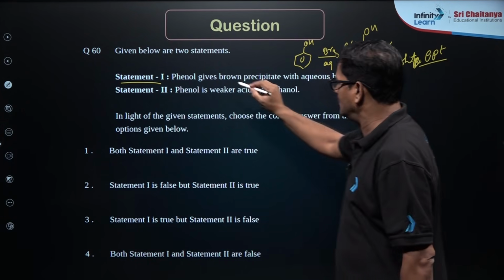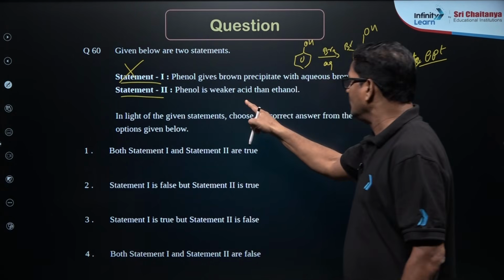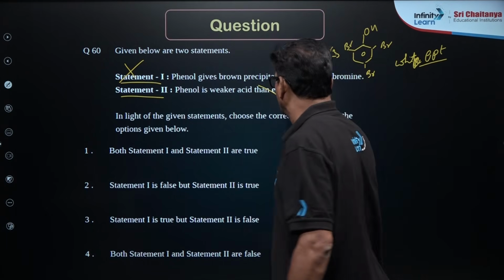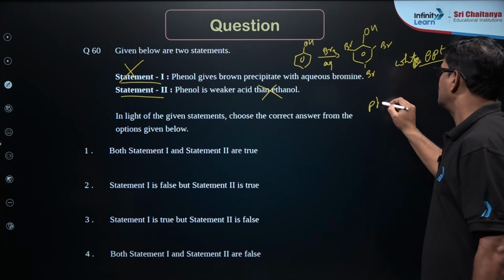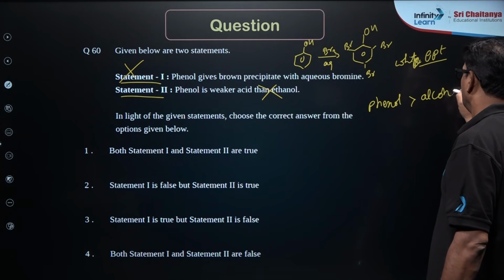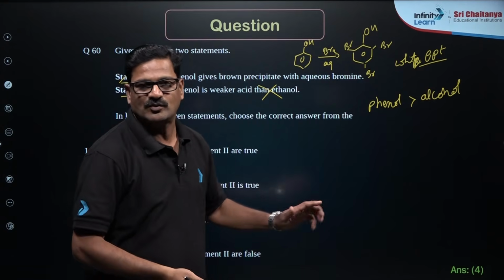So I would like to say statement 1 is wrong, and statement 2, phenol is a weaker acid than ethanol. So this is also a wrong statement. Phenol is a stronger acid than alcohol. Therefore I would like to say both statements are wrong for this question.